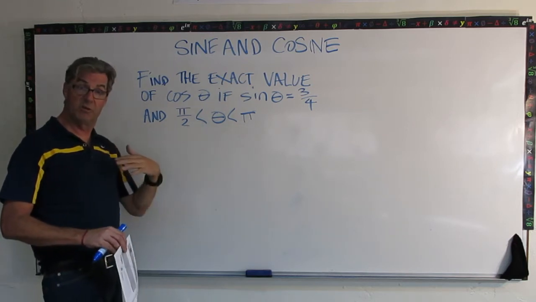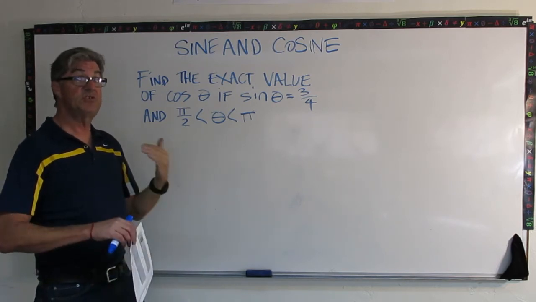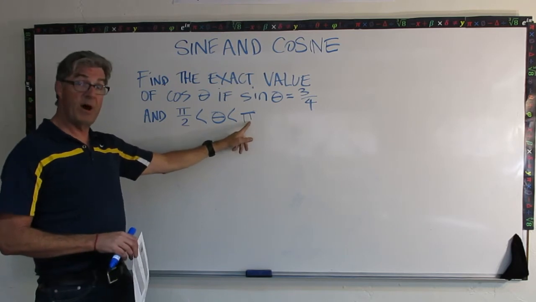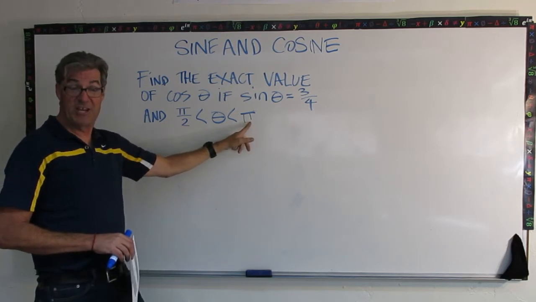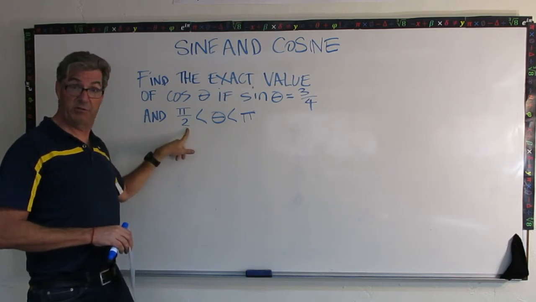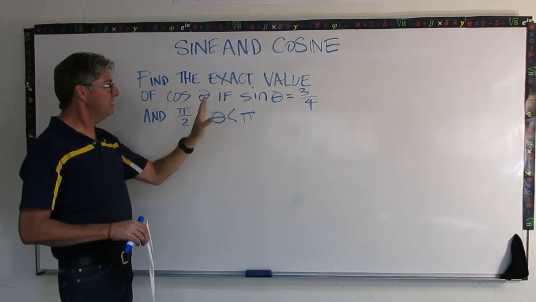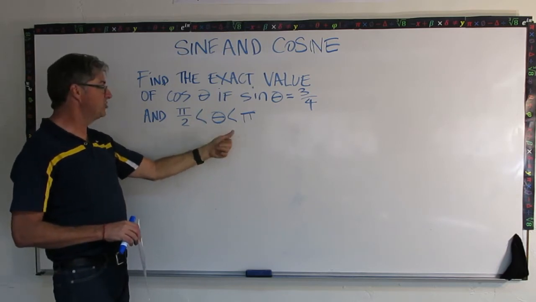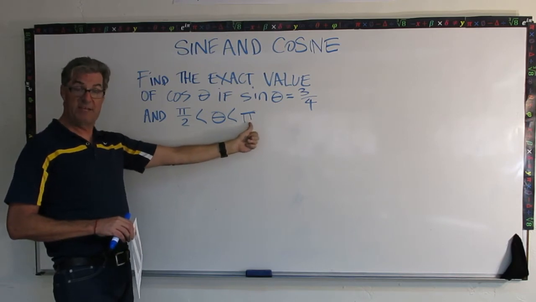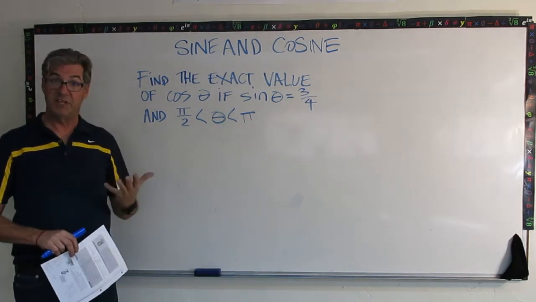So let's review. To go all the way around the unit circle, that's 2 pi radians. So 1 pi radian is 180 degrees, and pi over 2 is 90 degrees. So another way to think about this phrase is it wants theta to be bigger than 90 but less than 180. So they're only looking for theta in that range. Okay, let's get started solving this.